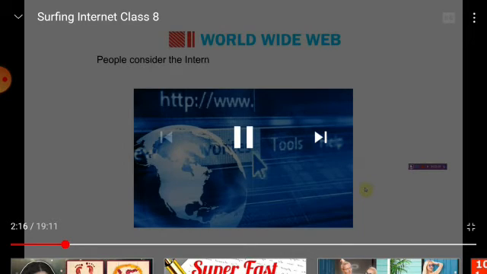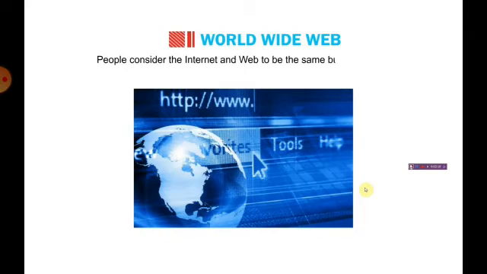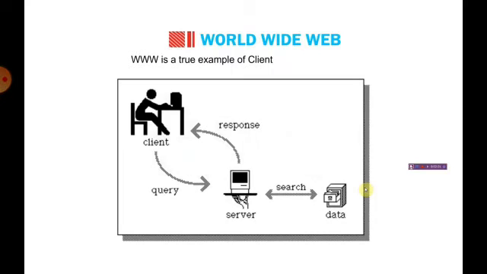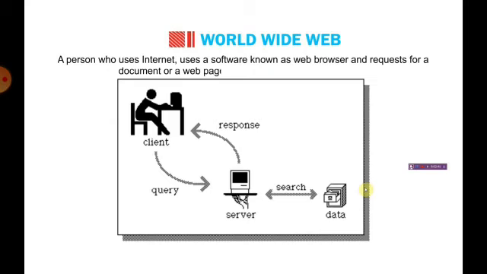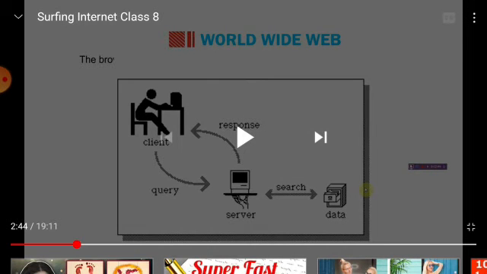People consider the internet and web to be the same, but it is not so. The World Wide Web is accessed through the internet. It is like many of the other features of the internet like email, etc. WWW is a true example of client-server technology. A person who uses internet uses a software known as web browser and requests for a document or a web page located somewhere on the web. So, children, internet and WWW are not the same.